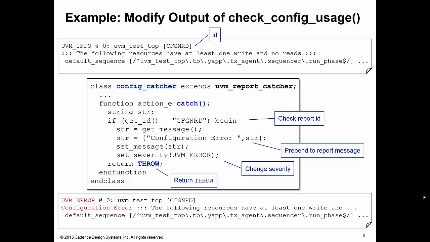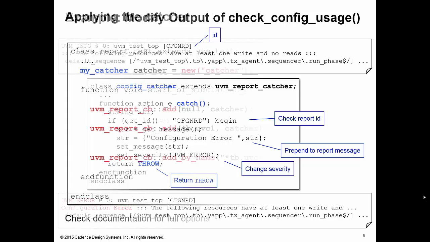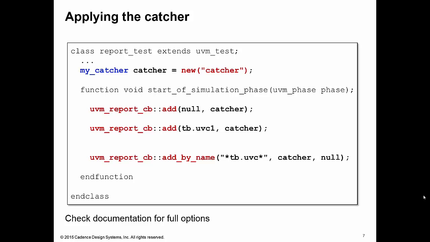So once I apply this configuration catcher, it's going to modify the message and I'm going to get the output I need. So I need to apply the catcher in order to use this. And if you don't apply the catcher, then you don't get any interception of the messages and you don't get any modifications. So you must apply the catcher.